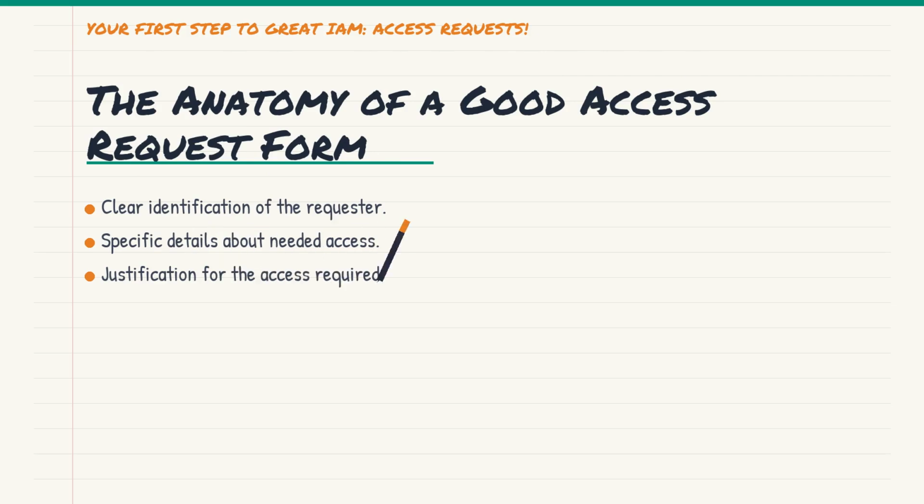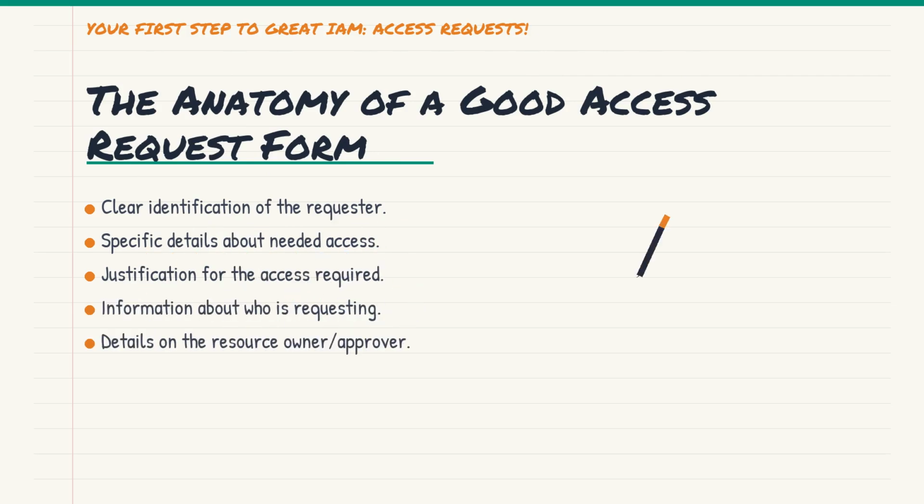So, what actually goes into making a good access request? Think of it like filling out a form to apply for something important. A well-designed form has all the details needed for someone to make a smart decision. We are talking about who you are, what you need access to, why you need it, and who's asking for it. The more clear and complete this is, the smoother the process will be for everyone involved. A messy form can cause delays or lead to the wrong decisions being made.